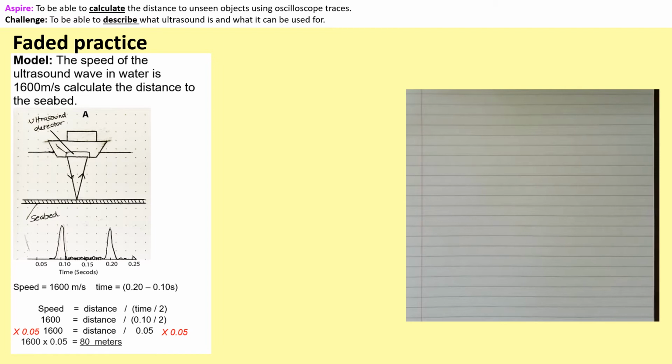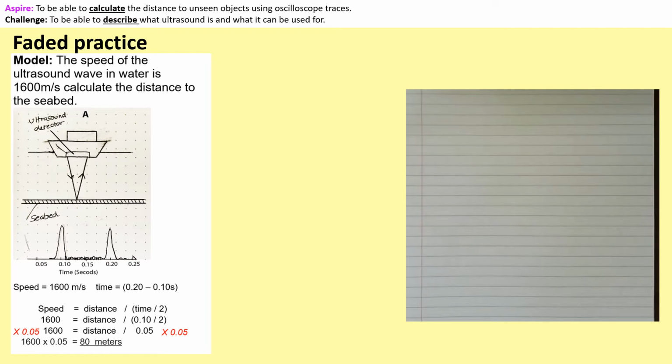So this time we need to do some calculations. The aspire objective is to be able to calculate the distance to objects using oscilloscope traces. The oscilloscope trace, the thing that we just looked at, is that graph at the bottom of the image. So here's a model of how to do it.